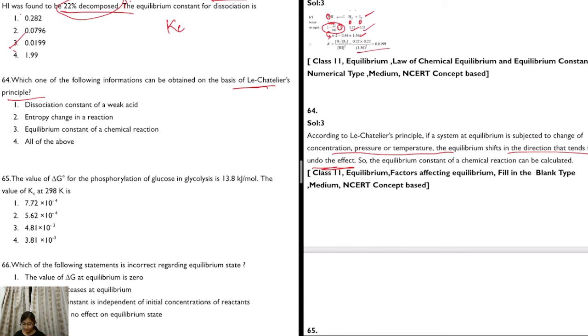For example, say if my product, or if anything, is moving in the forward direction. So what happens in the equilibrium? There should be a balance. So the equilibrium will tend to move in the backward direction. It will try to undo the effect so that it can be at equilibrium. So the equilibrium constant of a chemical reaction can be calculated by that. It never tells the entropy change, that is told by thermodynamics.